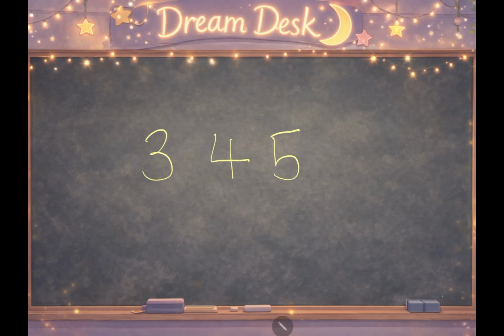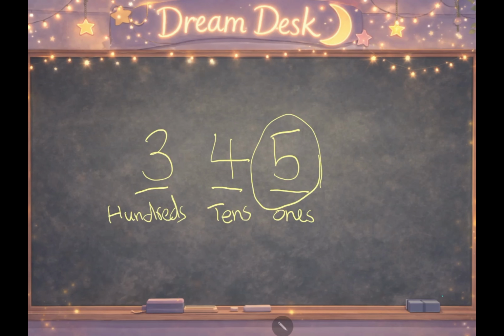Here we have a 3-digit number. The digit 5 is in one's place value, and the value of it is 5. Digit 4 is in tens place value, and the value of it is 40. Digit 3 is in hundreds place value, and its value is 300.